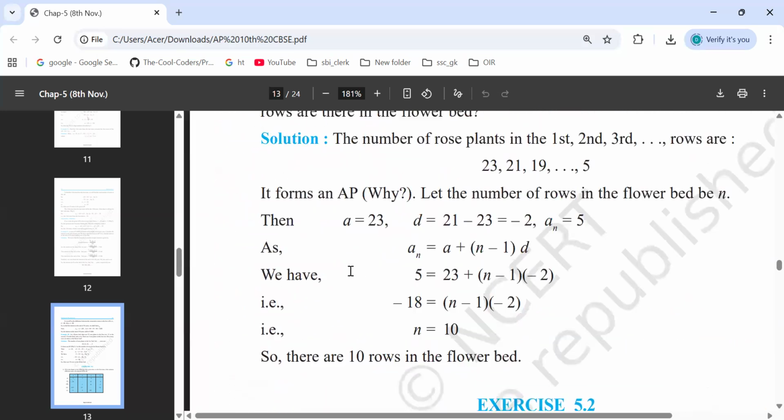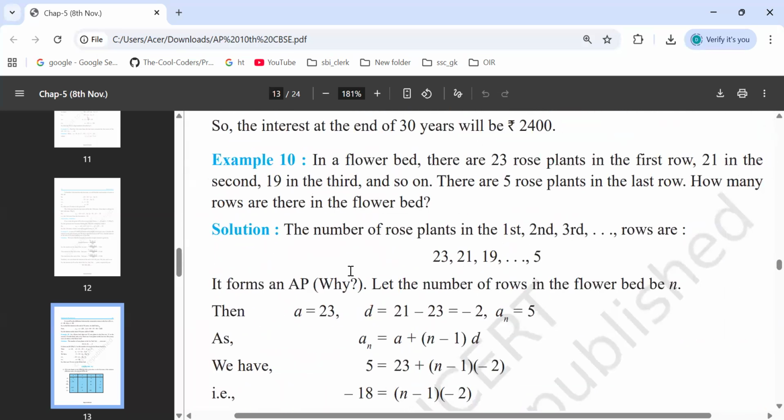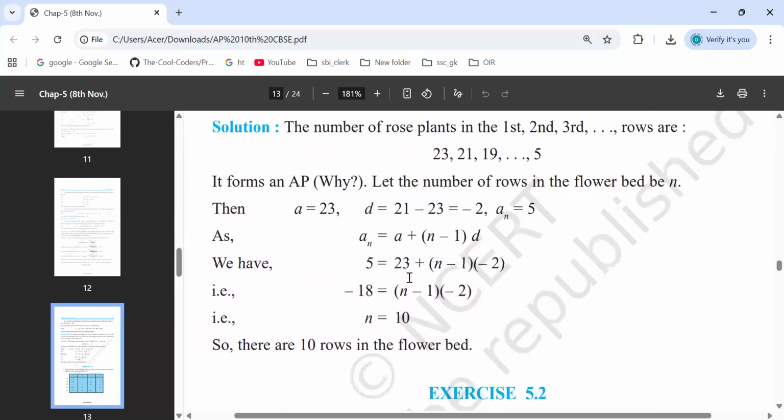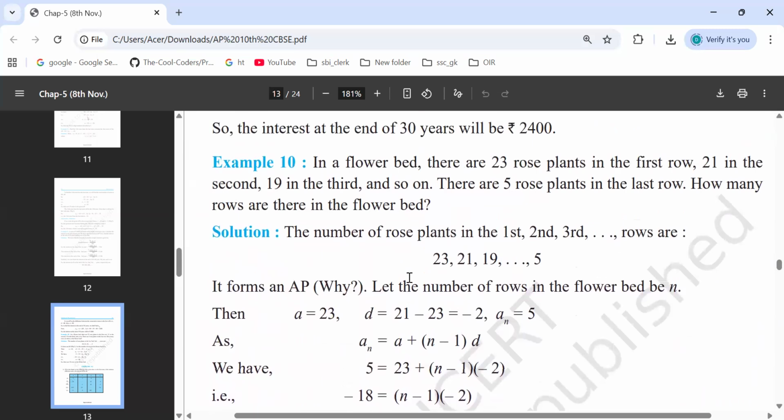Now we can clearly see this is our last example for today's class, and from tomorrow onwards we will be doing exercise 5.2. So I hope you guys have understood the concept of the nth term. I can repeat the concept once again. A is the first term, n is the term that we need to find, D is the difference, and the formula we make out of all this is A plus n minus 1 into D, which will give us the nth term of an AP.